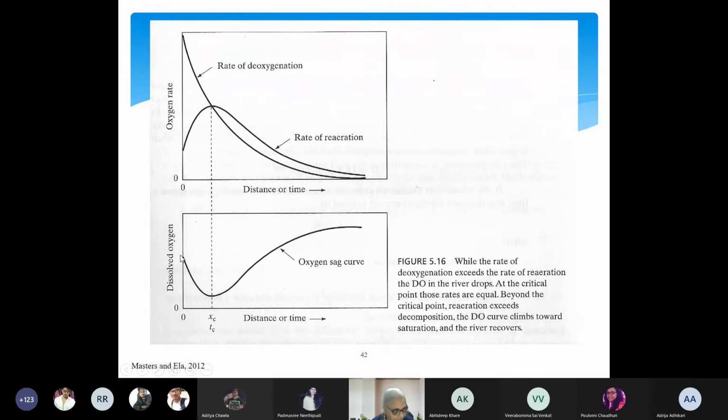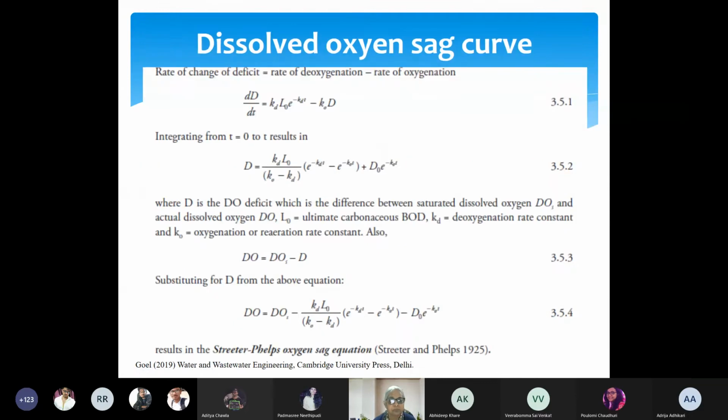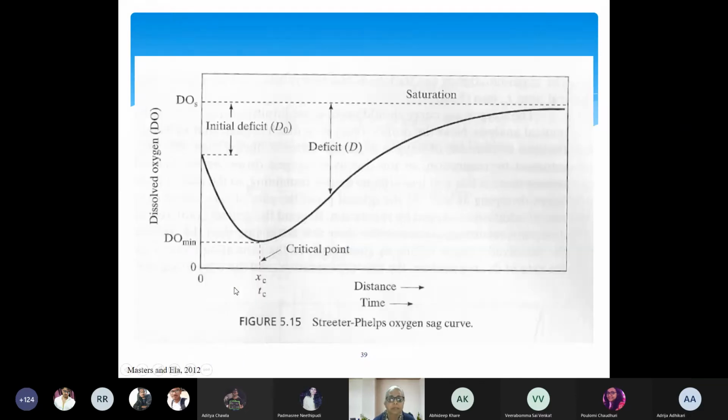Because the driving force is the desaturation level, after the critical point, the rate of reaeration is now higher than the rate of deoxygenation. So the DO level starts coming back up. So the DO level starts climbing, and eventually, if there are no further wastewater discharges, it will reach DO saturation. And this entire phenomenon is called the self-purification capacity of the river, provided there is no further discharge of wastewater.